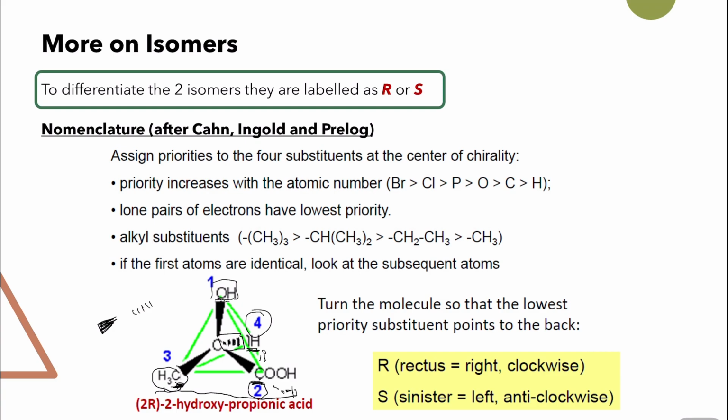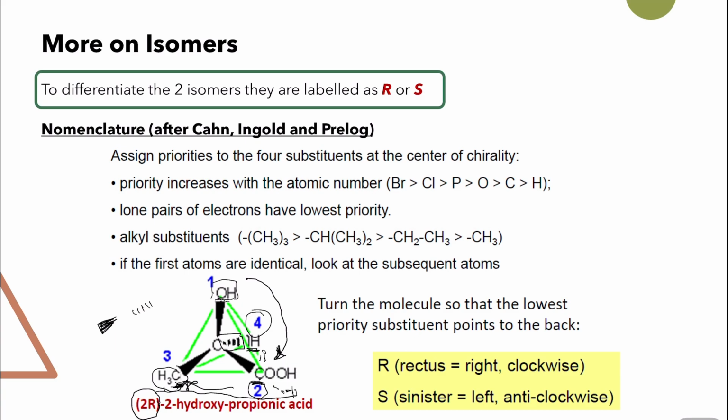Okay, so now I have the 3 groups, 1, 2, 3 now in one plane. They are in front of me, and now I need to look where to go when I follow the order of 1, 2, and 3. So for this compound, if you look, we are going this way. So we are going clockwise from 1 to 2 to 3. It's going clockwise, so this compound is called R. If the arrangement from 1 to 2 to 3 is anti-clockwise, it will be called an S.